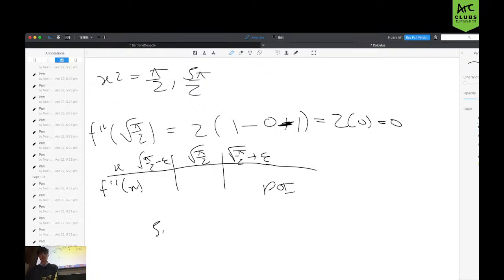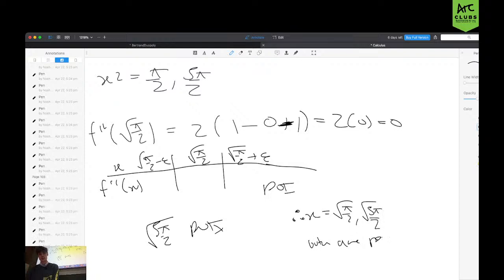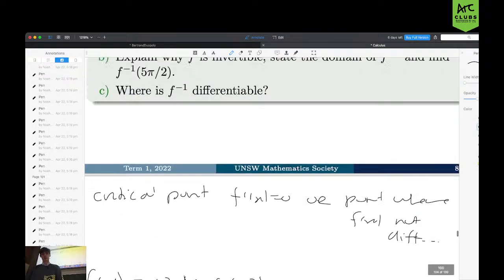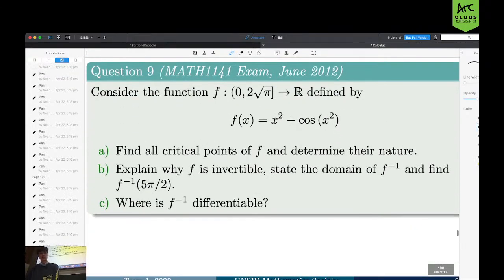Likewise, the square root of 5 pi on 2 is also a point of inflection. So therefore, our critical points are the square root of pi on 2 and the square root of 5 pi on 2, and both are points of inflection. So wherever the parts of the function change concavity, right? So we found all critical points of f and we've determined their nature.